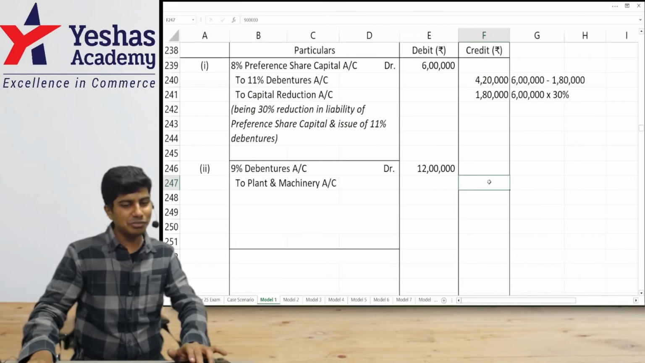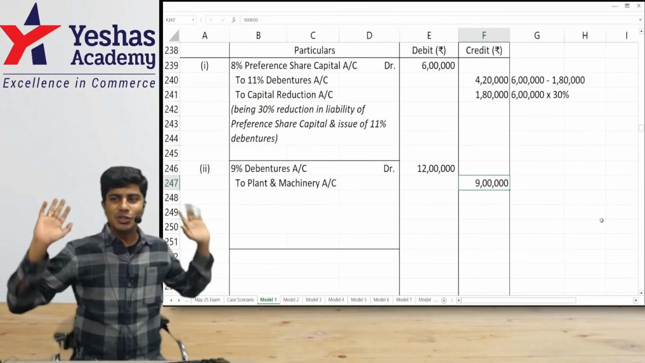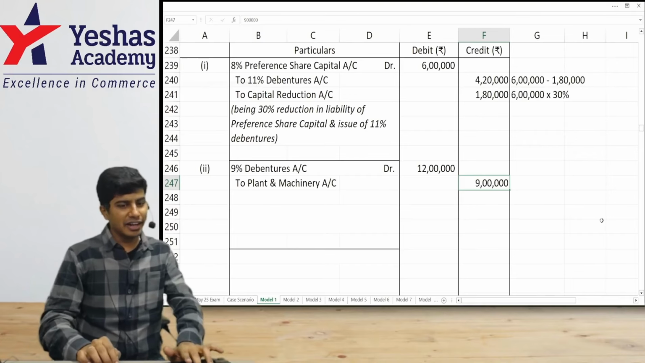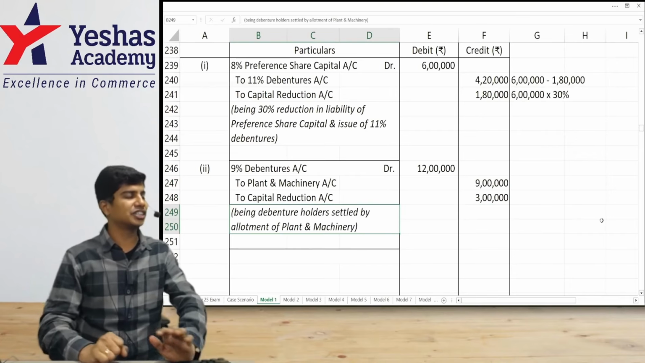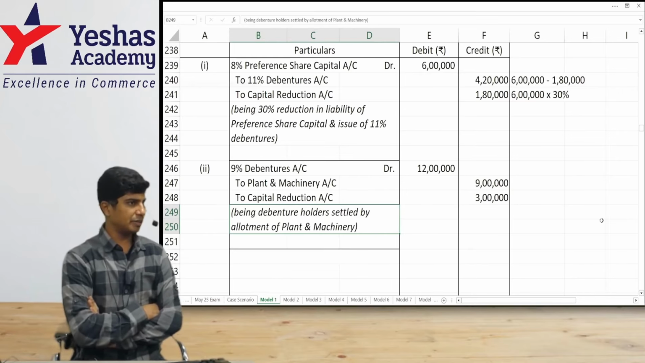But we gave them plant and machinery of 9 lakh, that's all. So instead of 12, we gave 9, no? 3 lakh rupees profit. That profit will go to capital reduction account. Being debenture holder settled by allotment of plant and machinery.